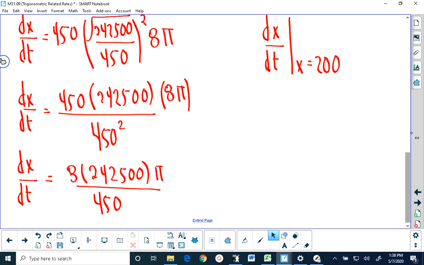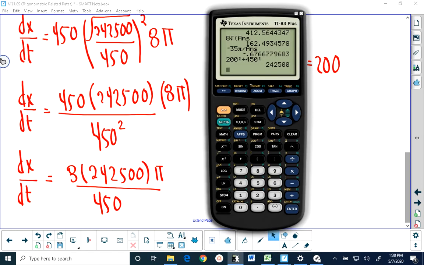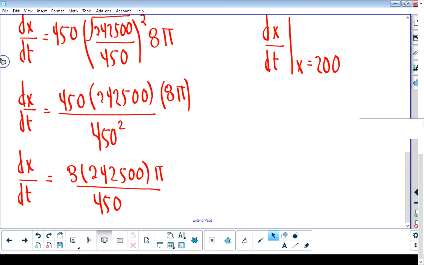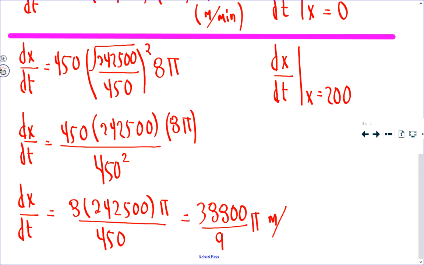And no matter how much I talk about showing all your work and using your brain and all of that, sometimes it's just been a long day and you just want to get to an answer. 8 multiplied by 242,500 divided by 450 gives me 38,800 ninths pi, and again, this is going to be in meters per minute.